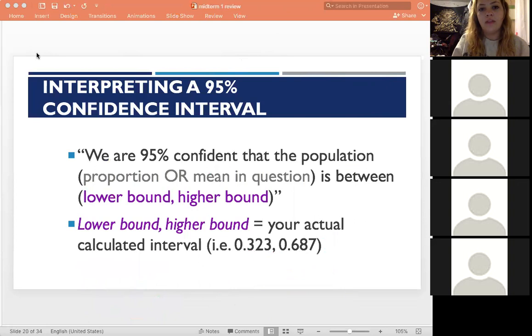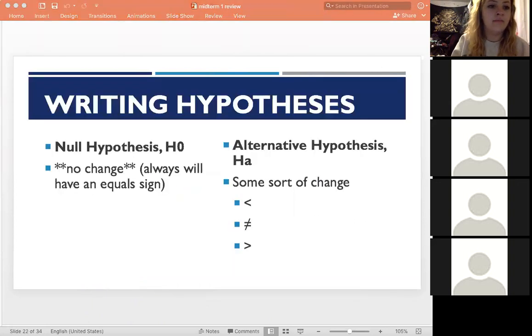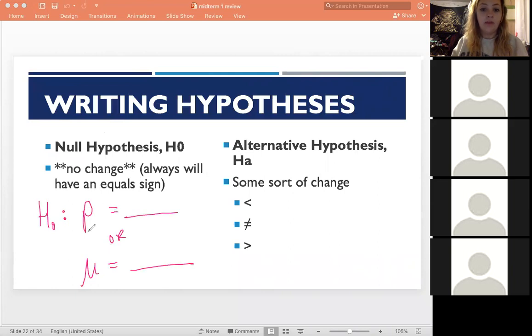Cool. Nice. Hypothesis testing. I like these, I think they're fun. When we do hypothesis tests, we want to make sure that when we write our null hypothesis, we always have an equal sign. So a null hypothesis for a one sample is always going to look like this: either p equals a value, or mu equals a value. Remember, p and mu are population symbols, for proportions and for means.